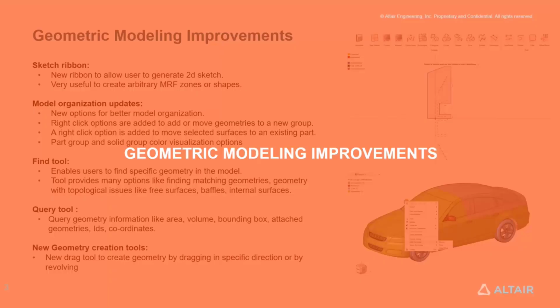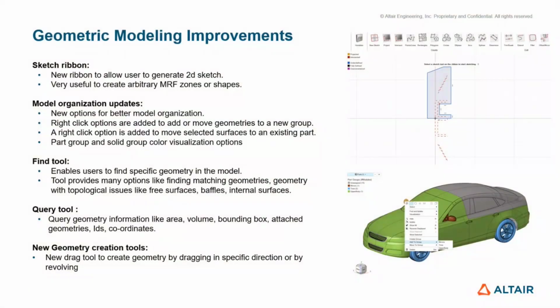In this release, we added a ribbon called Sketch. It will allow users to sketch 2D sketches, and then they can parameterize that, and from those 2D sketches they can generate the 3D shapes or model. It can be used for creating geometries like pipes, MRF region, which are arbitrary shapes, and then we have tools to convert those 2D sketches to the 3D shapes.